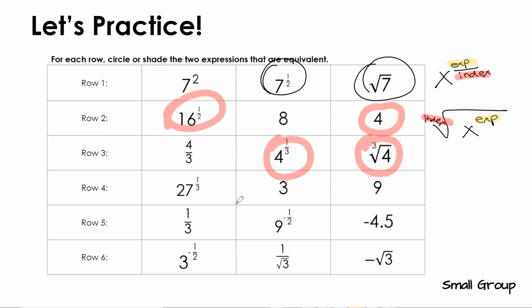Cubic root of 4. Good. Okay, then we got 27 raised to the 1/3. Everybody messes up on this one. It's 3. Good. Y'all didn't mess up. That's so great. Okay.